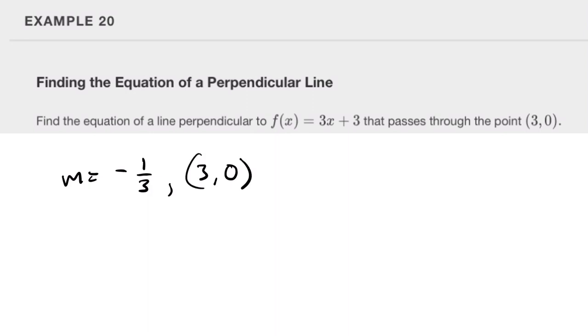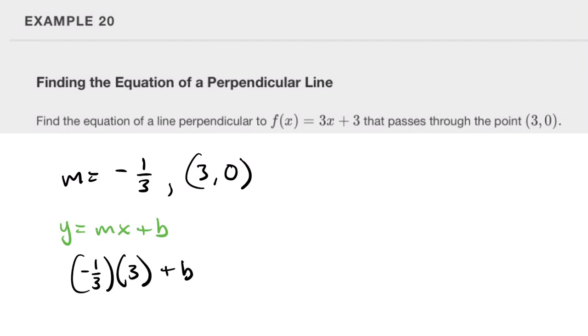I'm just a fan of starting at y equals mx plus b. Let's plug in what we have. Our slope is -1/3. We're given that x is 3, we're solving for b, and we're given that y is 0. So then ultimately we get that b equals 1.